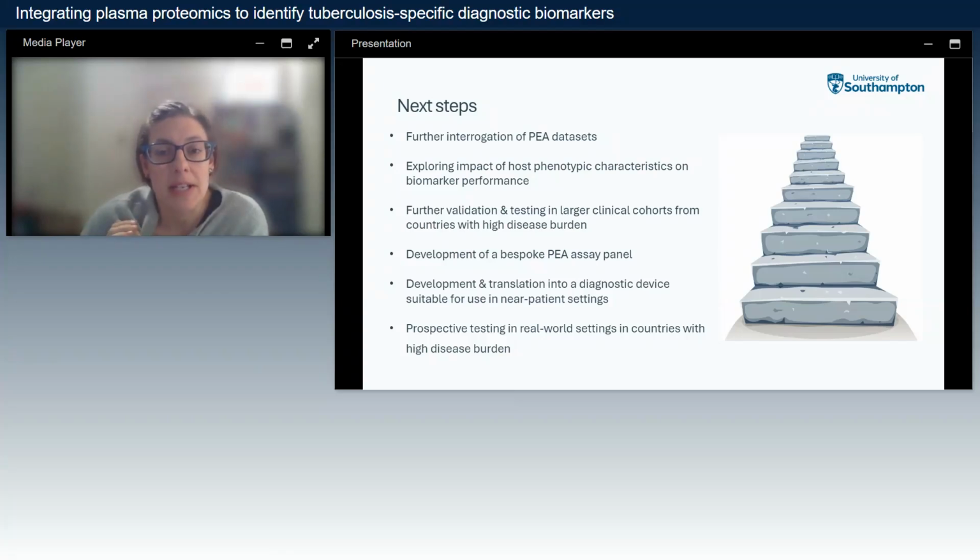And ultimately to try and translate it into a diagnostic device suitable for use in near-patient settings. And that would, if we arrive at that step, that could then be prospectively tested in areas with high disease burden to see if it can make an impact on finding these cases.